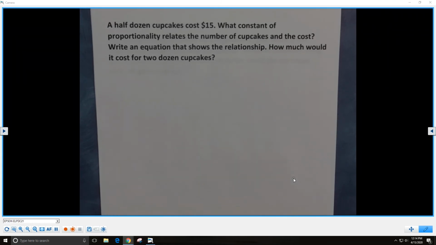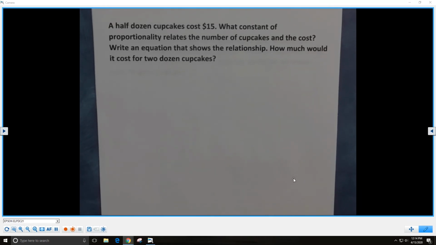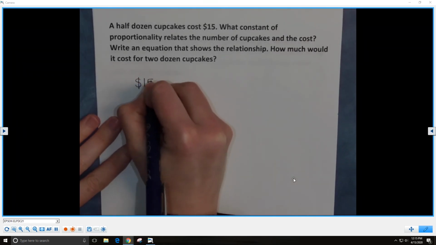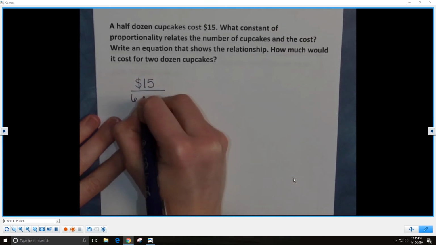Okay, so what would you do first? Right, you would find the constant of proportionality. So the constant of proportionality is going to be a price per cupcake. The problem says that it's $15 per half dozen. How many cupcakes are in a half of a dozen? Right, there are 6 of them. So was your ratio $15 for 6 cupcakes?